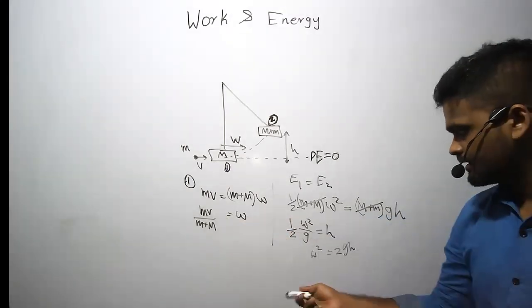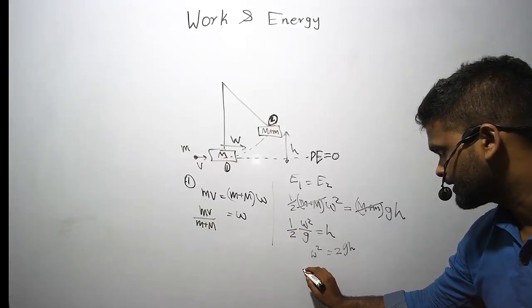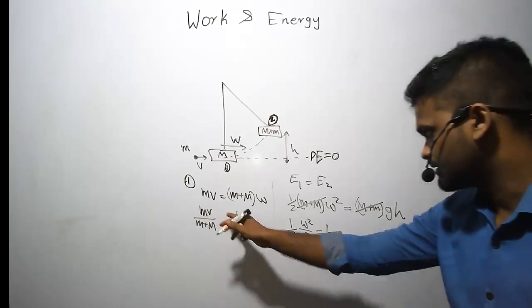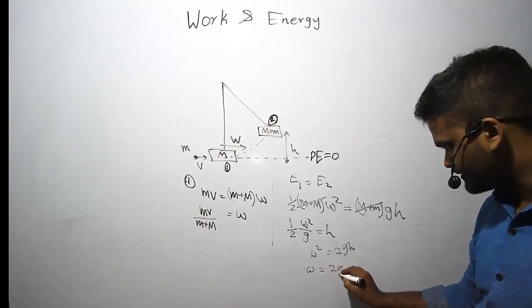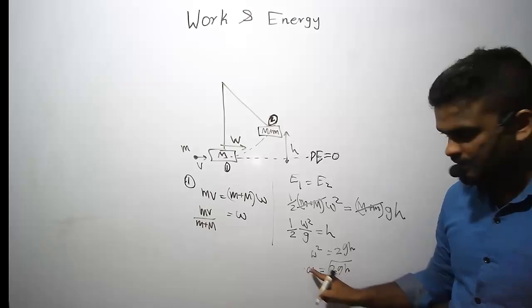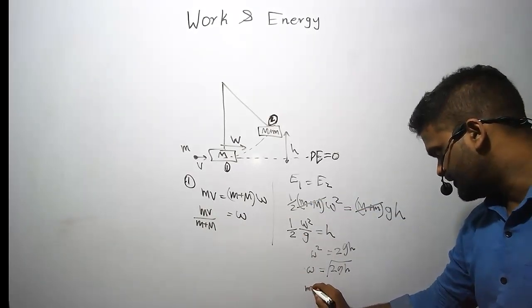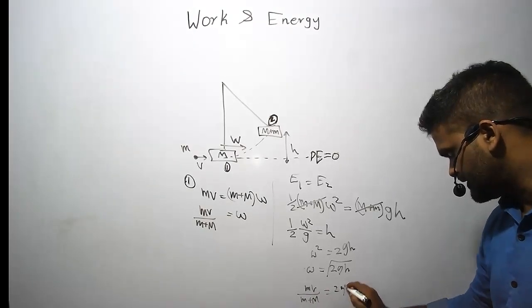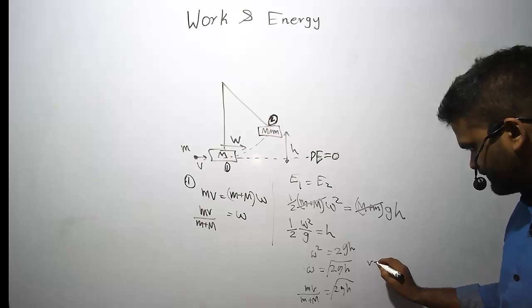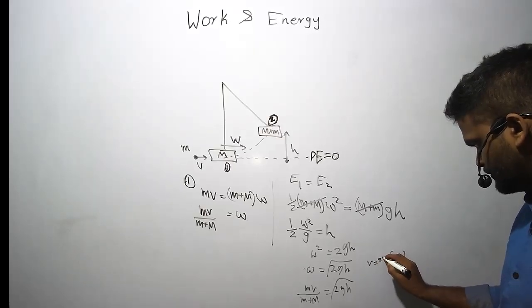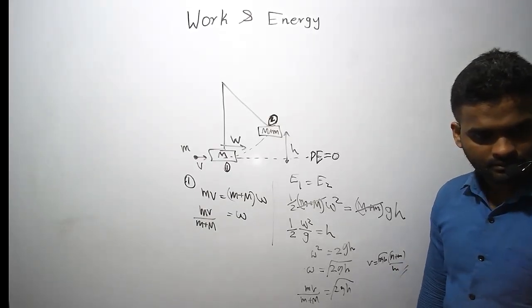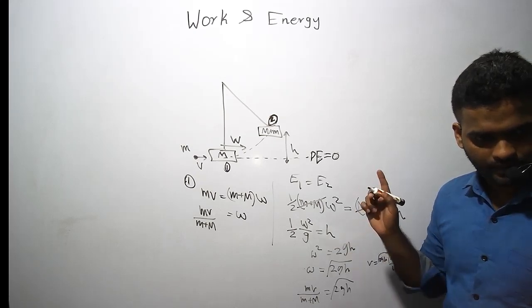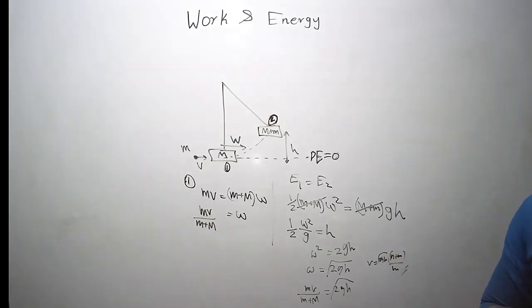Okay, let's see. So W is root 2GH, right? W is root 2GH. Then substitute here. MV divided by M plus M equals root 2GH. So what is V? V is (M plus M) times root 2GH divided by M. That's the first one, right? Everyone understood?